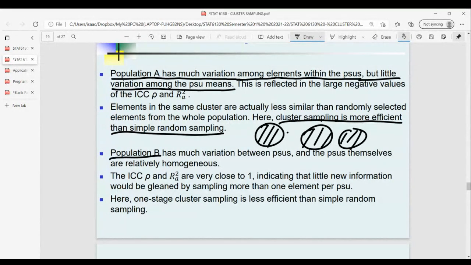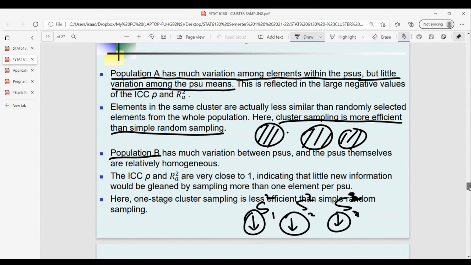When we look at population B, we had elements with very small variation within the three clusters. So now they were very low. The S squared value for each one of these were very low. And because they are very low, this tells us that the simple random sampling here would be the better option to go with, right?